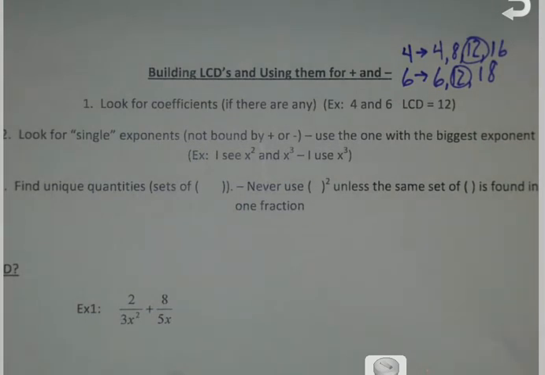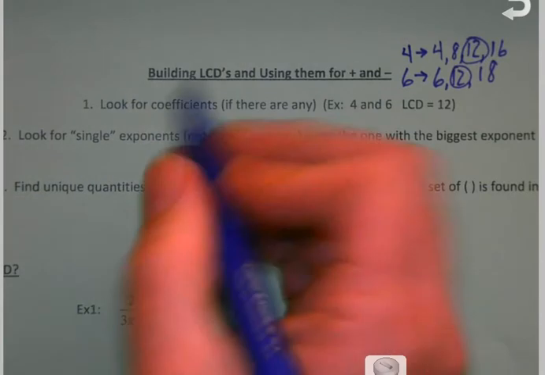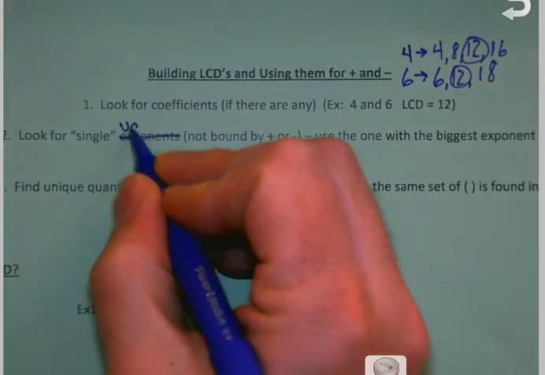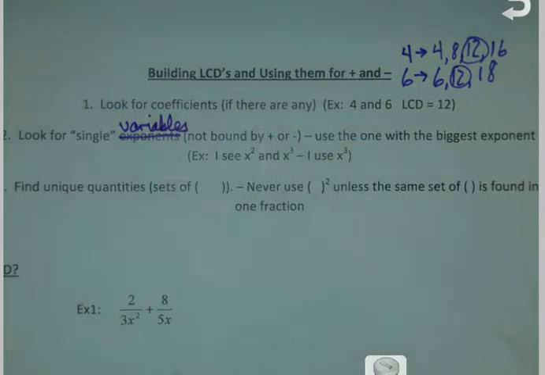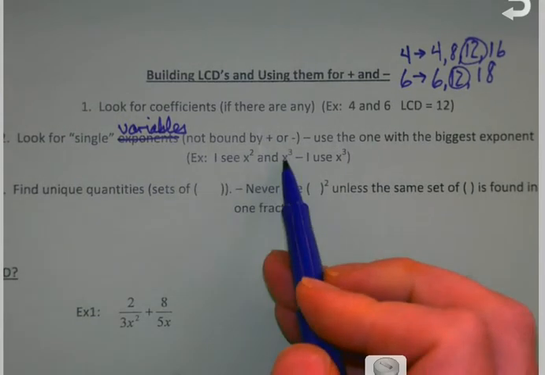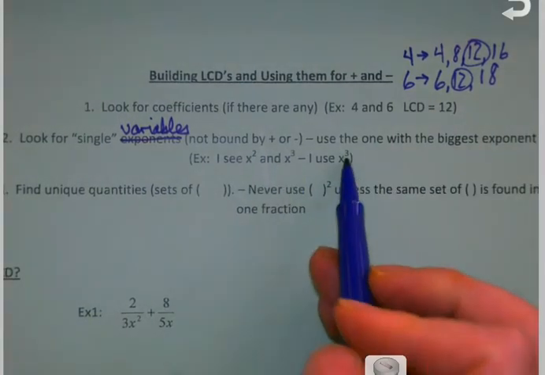Number 2, we're looking for single exponents. Or I guess I should be calling those single variables. Not bound by plus or minus, not in parentheses. We're going to use the one with the biggest exponent. So if I see an x squared and x to the third hanging around, I use x to the third because it's the bigger one.